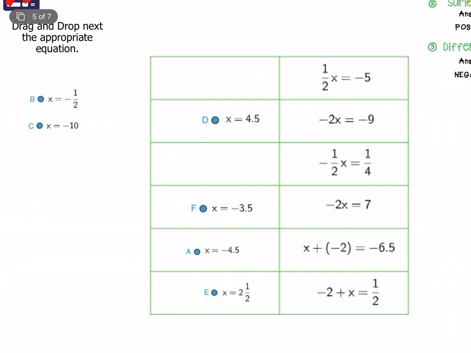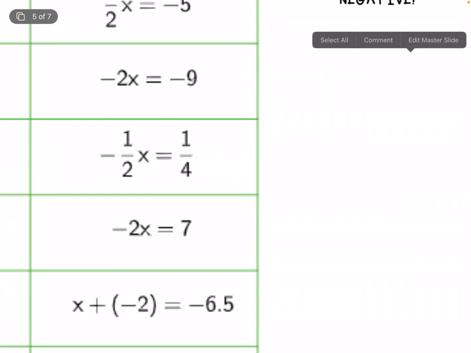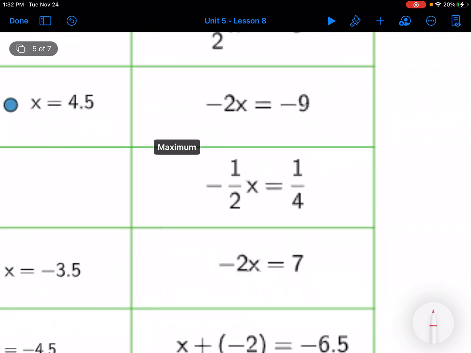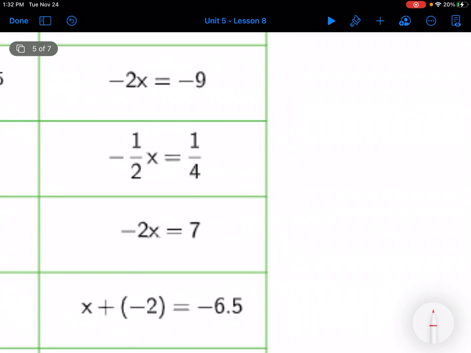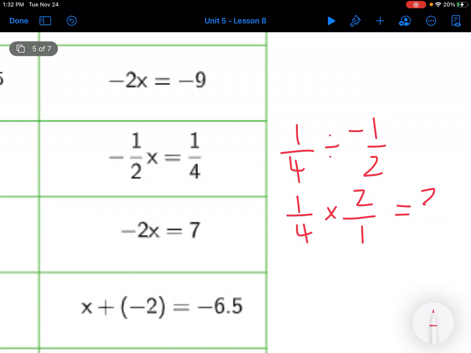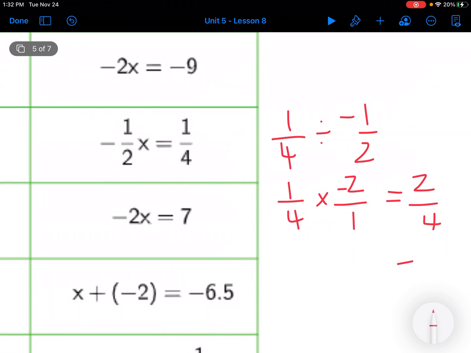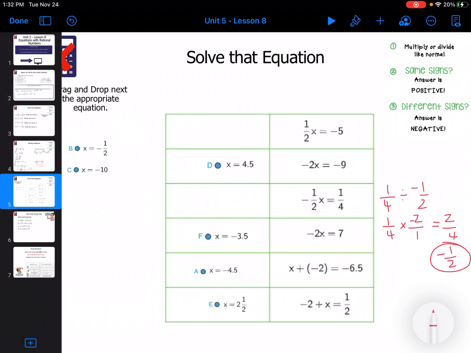All right, so now I'm stuck with these two, and I'm actually going to turn on my drawing tool, maybe, and I'm going to work these two out. So if I divide by 1/2, so that would be 1/4 divided by -1/2. So that would be 1/4 times 2 over 1, which will give me 2 over 4, which gives me a -1/2, right? So I need to look, and aha, I do have it.